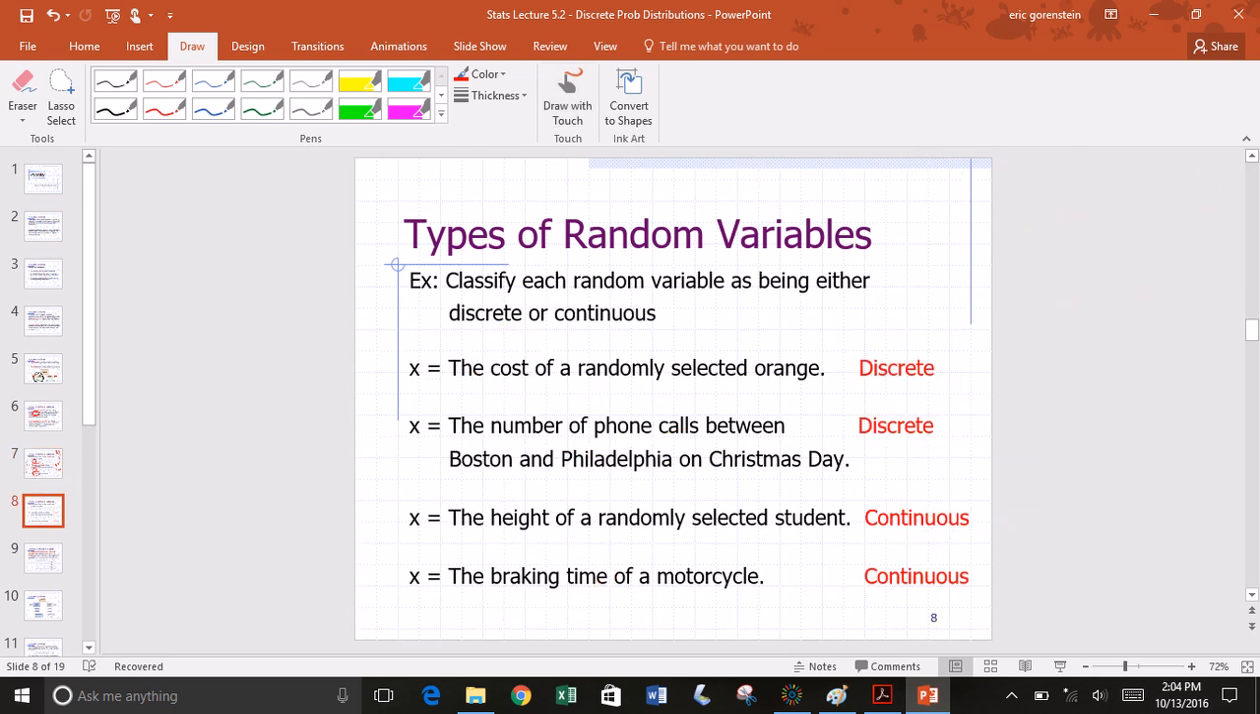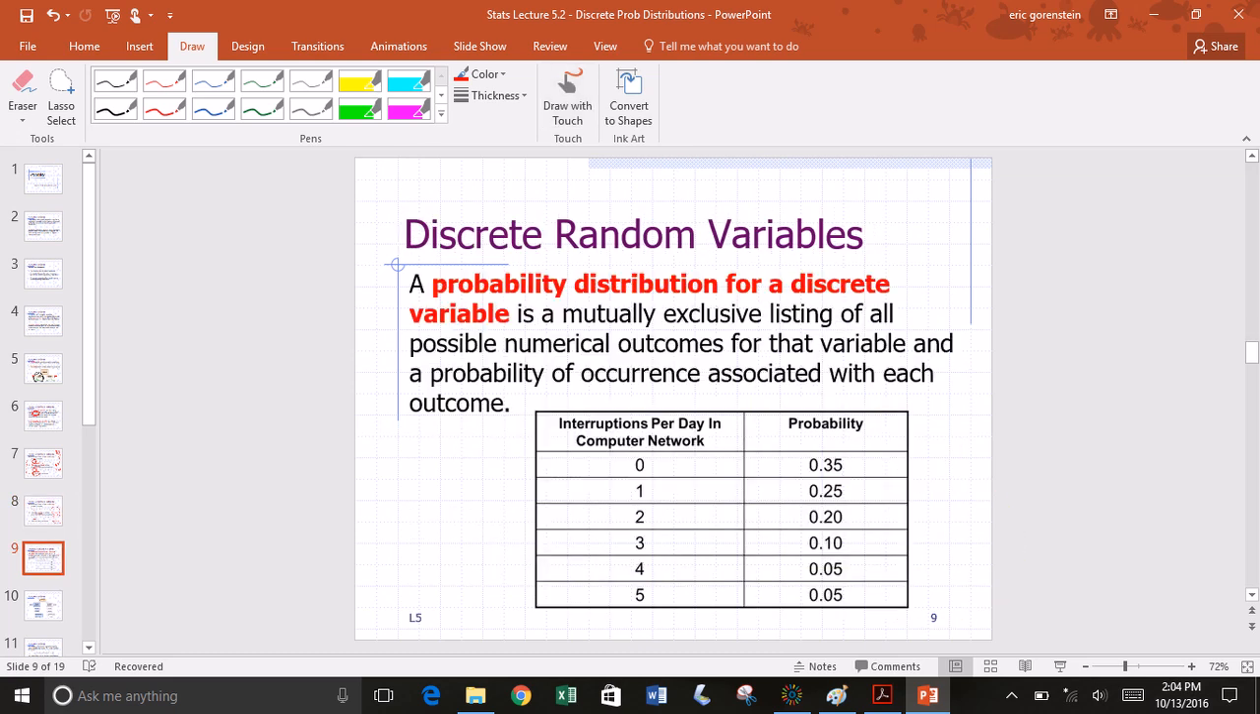So for cost, for number of phone calls, these are discrete. For height or time, these are continuous. Okay, so now a discrete probability distribution, or a probability distribution for a discrete random variable, is a list.